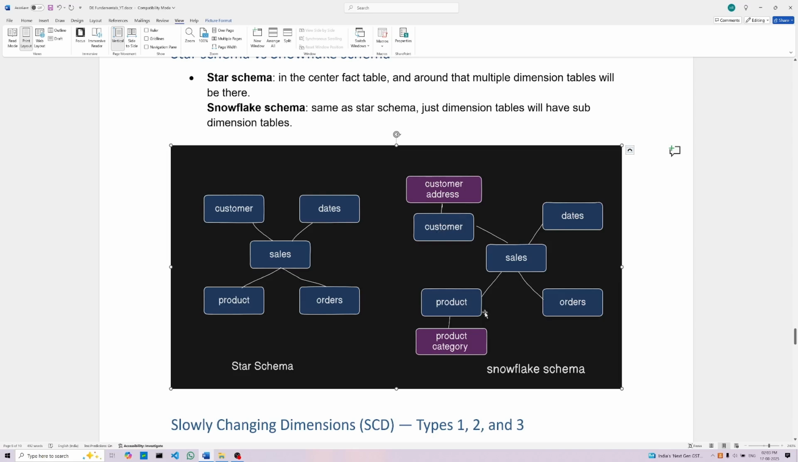So let's say product is the dimension table. It can have a sub dimension table like product category. Okay. So that is the only difference. Otherwise it is the same as star schema. It's just that additional sub dimension tables are connected, and this generally forms a snowflake-like diagram. That is why it is called snowflake schema.